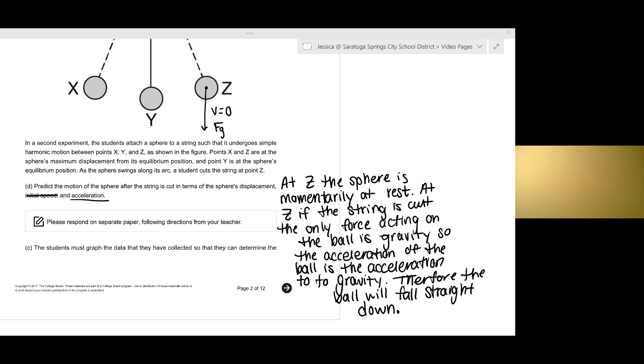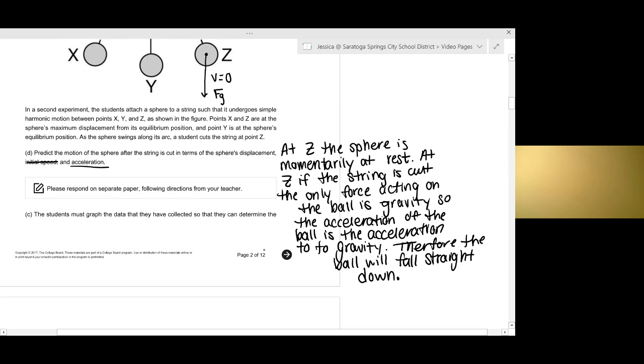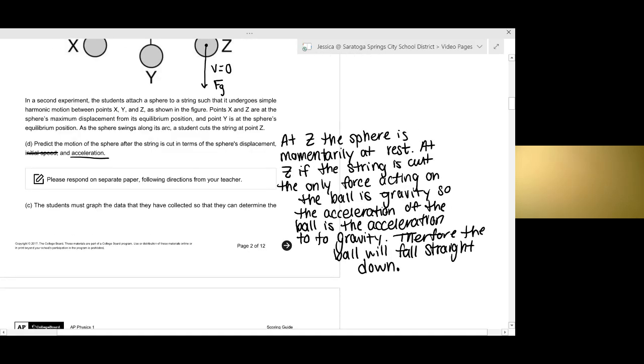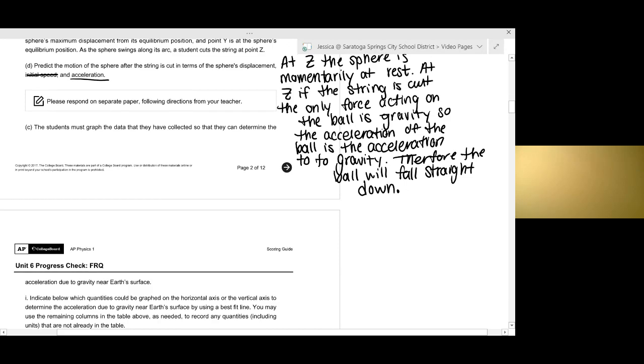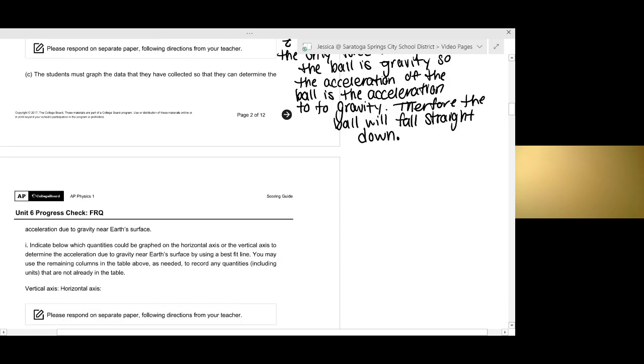All right, so now we went from D to C. That's good. Now the student must graph the data so they can determine the acceleration due to gravity near the Earth's surface.